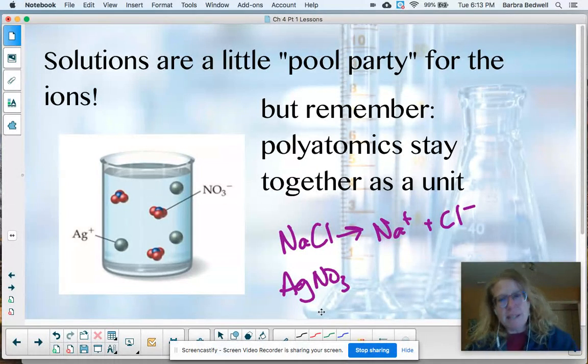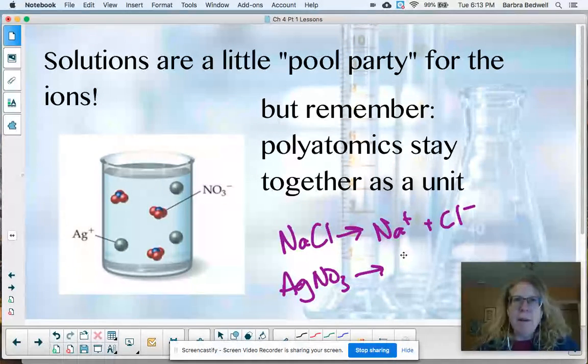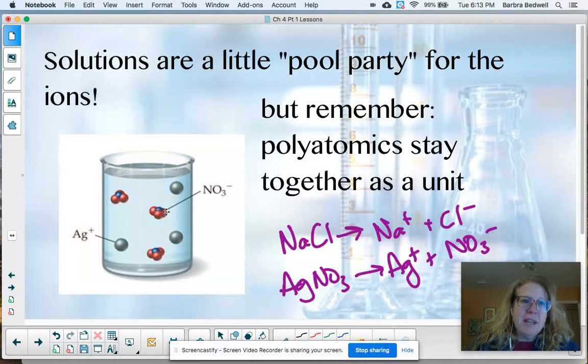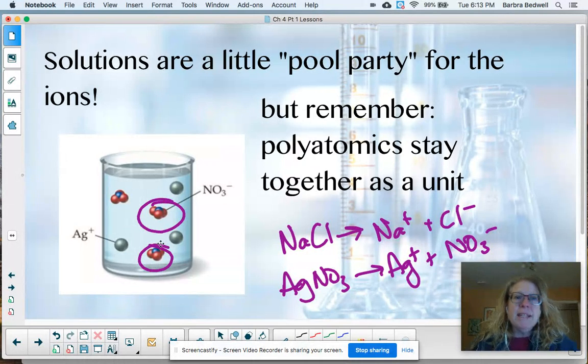When we take solid silver nitrate, which looks just like salt, a white crystalline solid, and we dissolve that in water, it splits apart, but not 100%. And this is important to remember: it splits apart into its component ions, which are silver ions and nitrate ions. The nitrate ions, you can see them in here, stay as a little cluster. They function as a team.